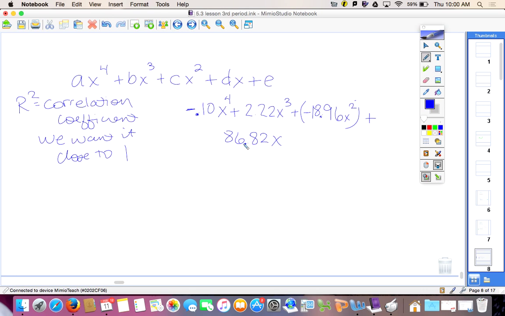And this is 86.82. Okay, x, and then what's our E value? One person not mumbling, please. Negative 32.18. Do we agree with this regression? Anybody? Okay, what's our R2 value? So our R2 value is 0.93. That's pretty good. Did anybody find a closer one?